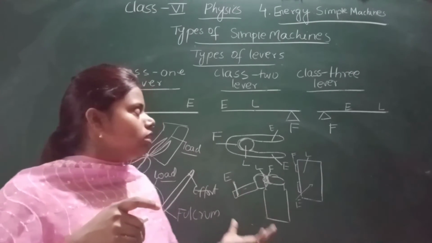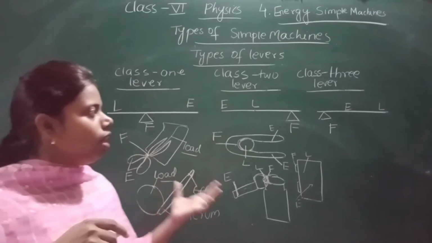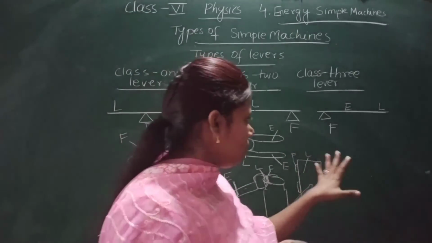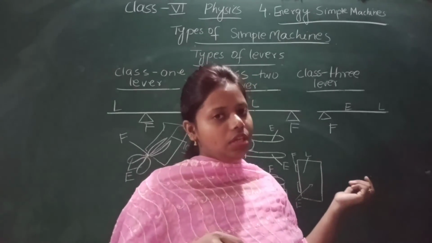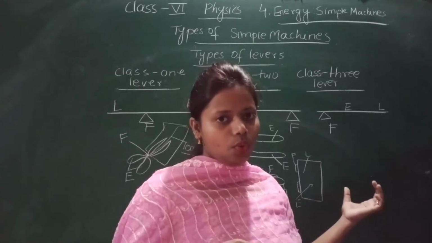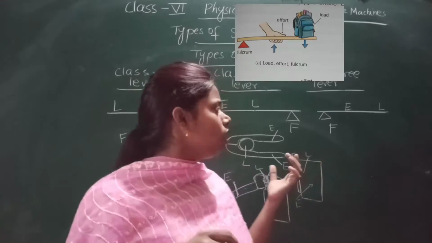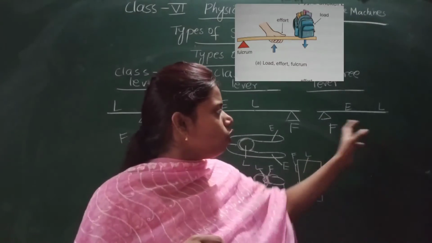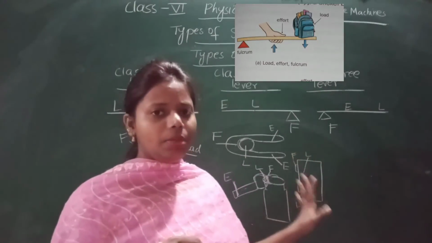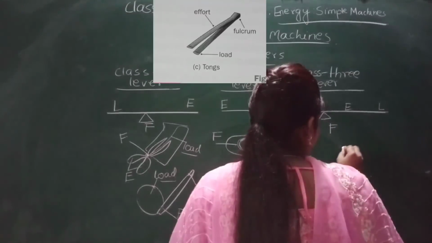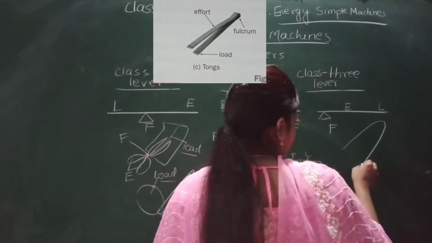Okay, so this was about the class 2 lever. Now let us see what is this class 3 lever. So in case of class 3 lever, effort will be in the middle. What will be in the middle? Effort, between the fulcrum and load. So in class 3 lever, your fulcrum and the load will be side by side, and effort will be in the middle. For example, tongs. Okay, you have seen tongs in this way.